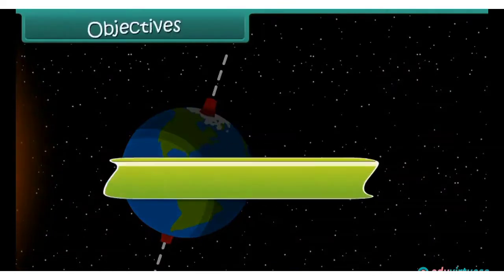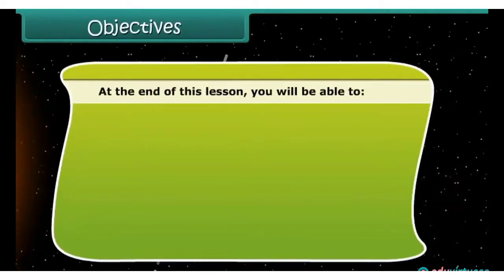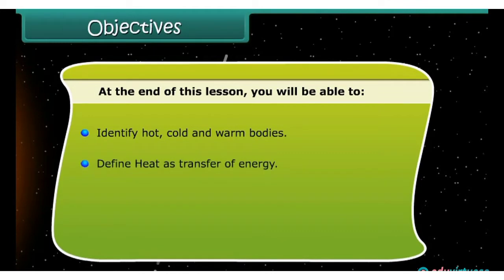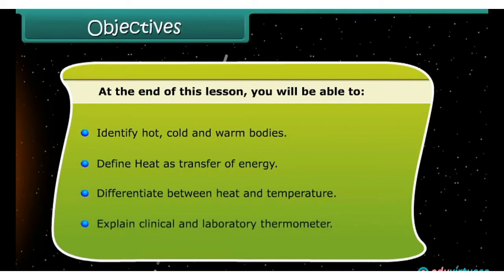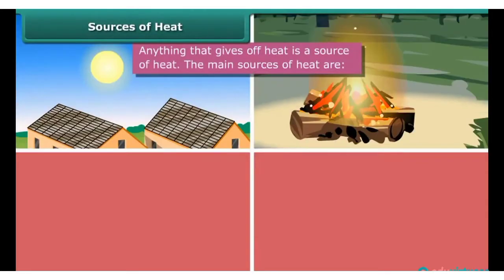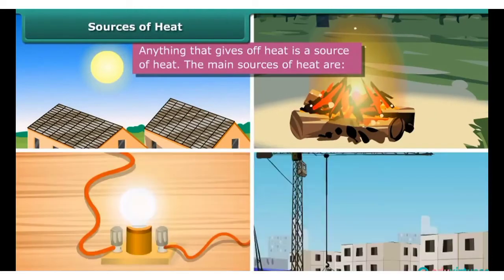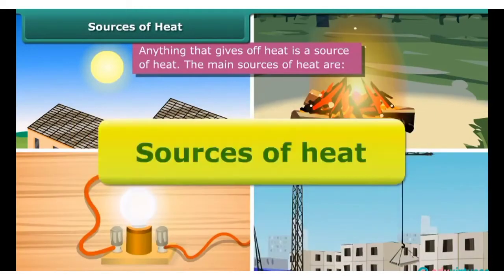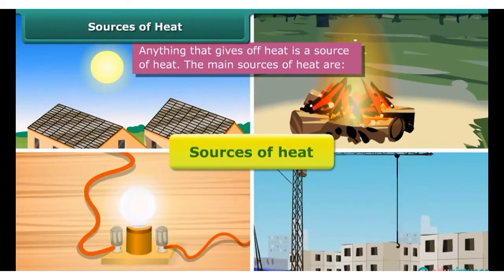Objectives. At the end of this lesson, you will be able to identify hot, cold, and warm bodies. Define heat as transfer of energy. Differentiate between heat and temperature. Explain clinical and laboratory thermometer. Sources of heat. Anything that gives off heat is a source of heat.